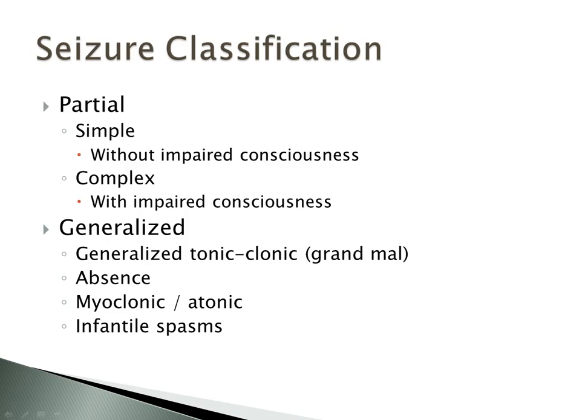A generalized seizure, by definition, starts in all areas of the brain, so the patient will have a loss of consciousness. And that includes a lot of common seizure types, what we think of as generalized tonic-clonic, grand mal, absence, myoclonic, atonic, and infantile spasms are a few.